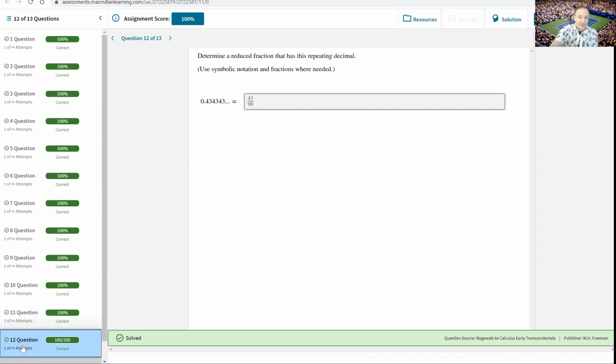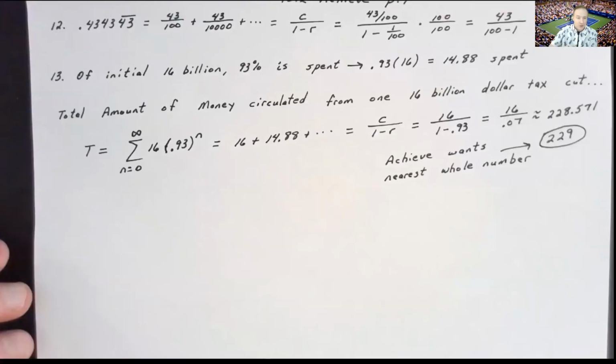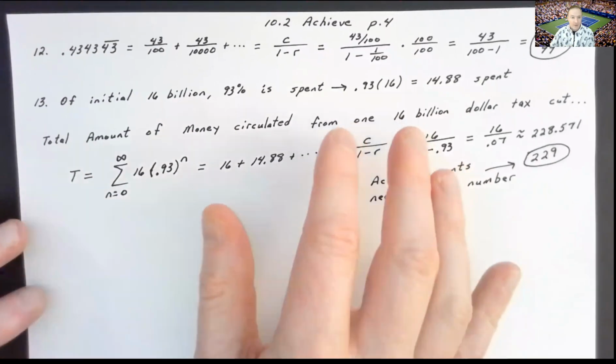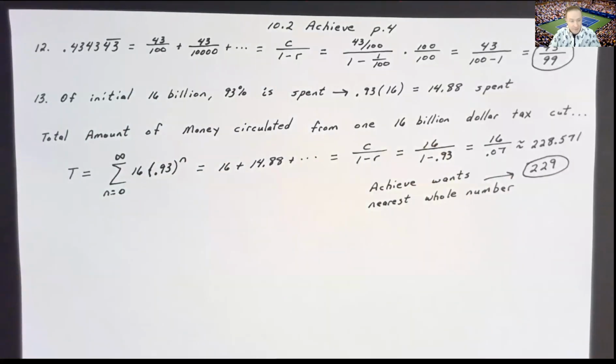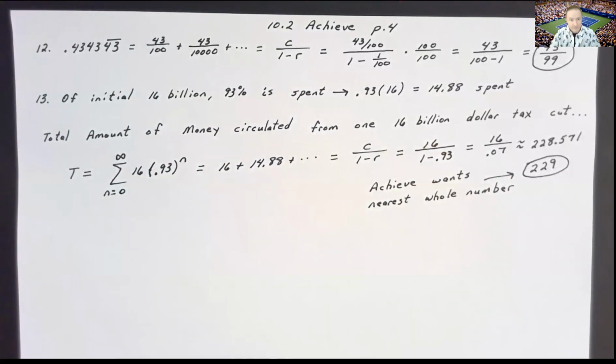Now, this one you may have already known just from your arithmetic knowledge, but let me go ahead and show the calculus logic in it. It wanted us to write the repeating decimal 0.434343, on and on and on, as a fraction. Now, this is using the calculus summation of a geometric series.